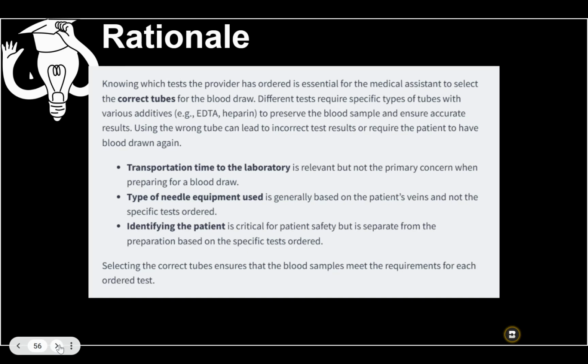Knowing which test the provider has ordered is essential for the medical assistant to select the correct tubes for the blood draw. Different tests do require specific types of tubes with various additives. So to preserve the blood sample and ensure accurate results, we want to make sure that we're following the correct order of draw. Using the wrong tube can actually lead to incorrect test results because some of the additives from the previous tubes can carry over.